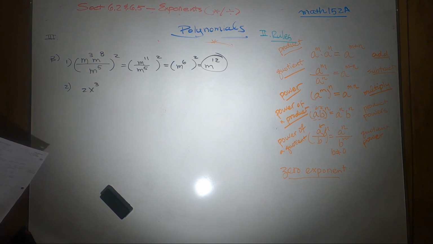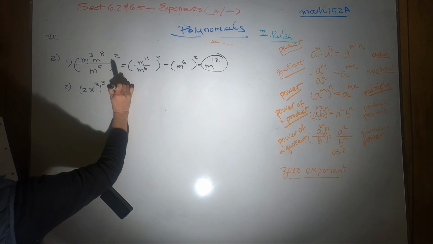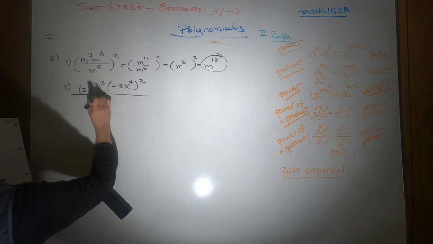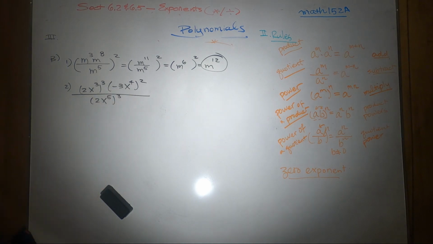But look at this one. That would be 2 to the 3rd power and negative 3 x to the 4th, to the 2nd power, over 2 to the x to the 5th, to the 3rd. Many things. Too many of them, same thing over and over. So what do we want to do? We write it individually first without parentheses, which would be easier. Then you consolidate it.